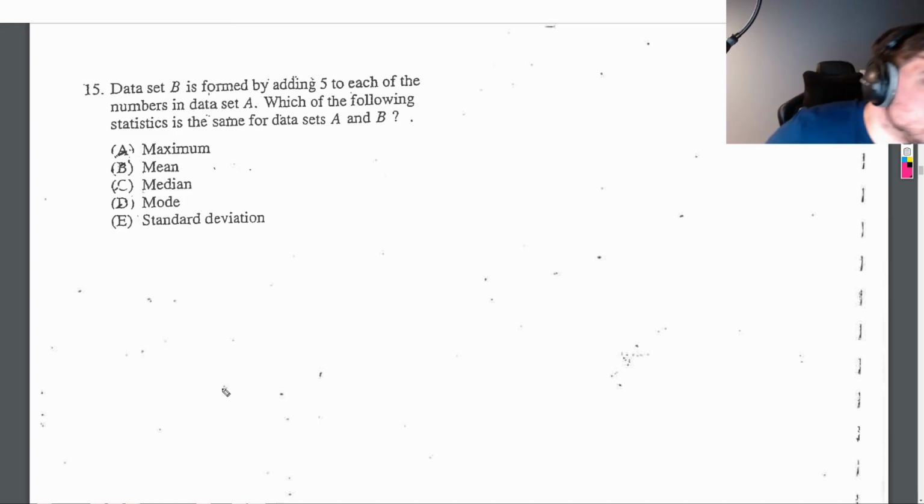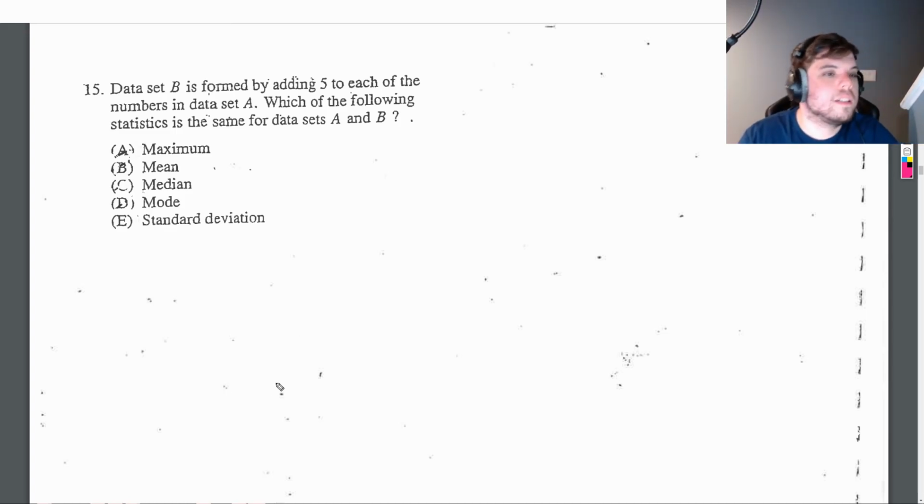Ooh, this is just, do you know when you transform all the individual parts of a data set, all the individual elements in your data set, what remains constant? What is invariant in that transformation? Well, I think we can rule some out here. Maximum. If we're adding 5 to each of the numbers, then the maximum, whatever it was before, is going to be +5 in the new one, so it can't be that.